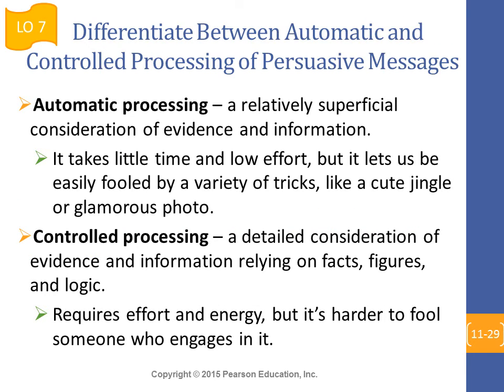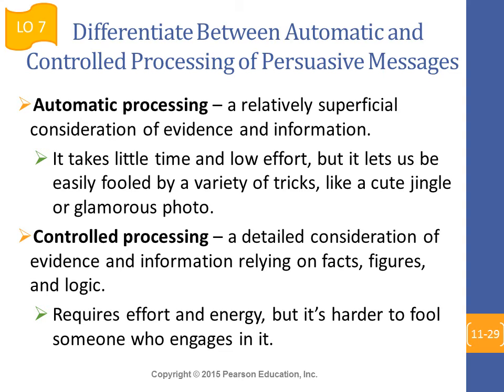Now, when we communicate something to somebody, or somebody is passing certain messages on to us, how are we processing that information? Those things are explained in the chapter through automatic processing and controlled processing. So first, let's talk about automatic processing. It involves a relatively superficial consideration of the evidence we have on certain information that is passed along to us.